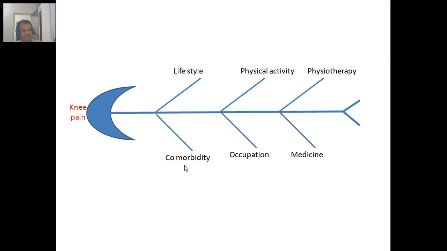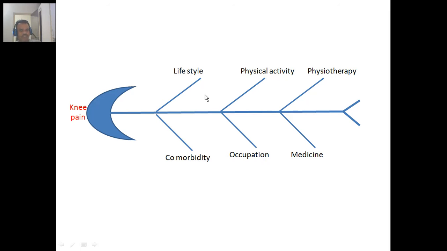Now let me explain. Because I'm a physiotherapist, I'd like to take up an example from my discipline. Just imagine that a patient comes with a problem such as knee pain. Imagine this is like a fish bone, and at the mouth of the fish, I have written the problem, that is knee pain. When we had this kind of discussion with the students, some of the causes they thought of were lifestyle, physical activity, physiotherapy, comorbidity, occupation, and medicine as main causes.